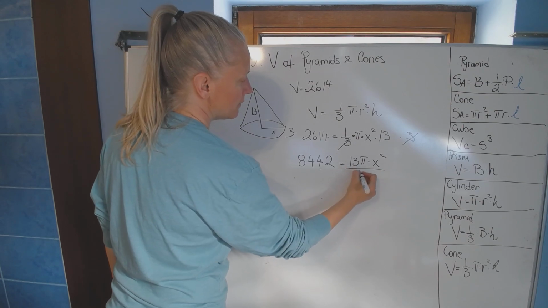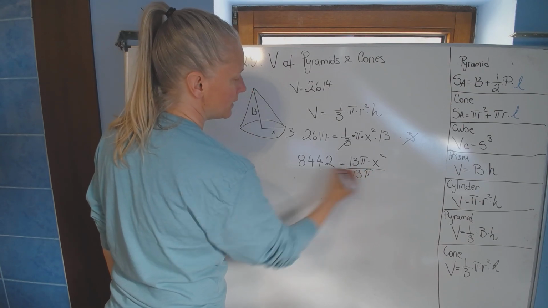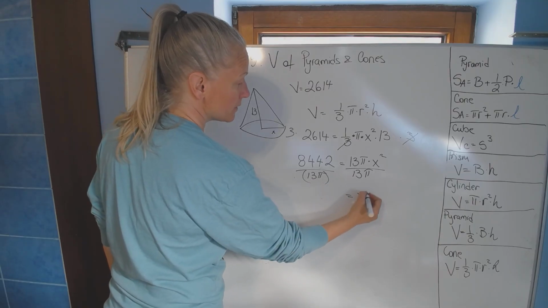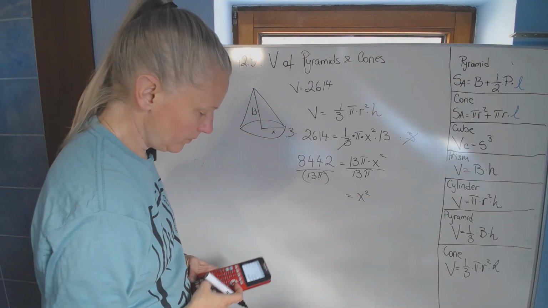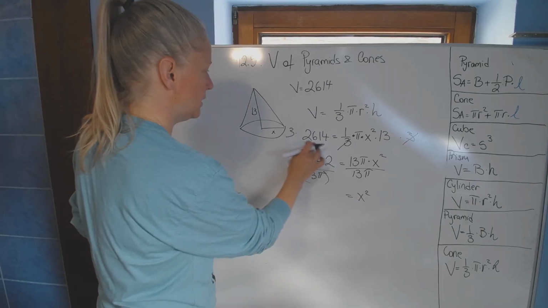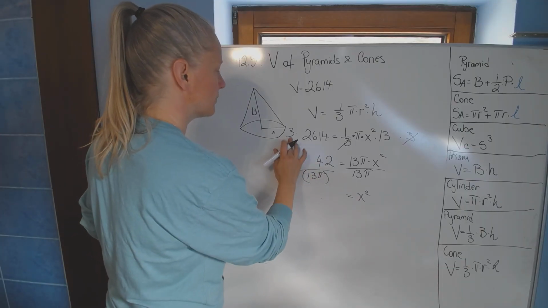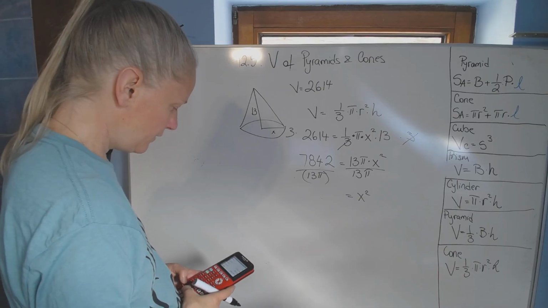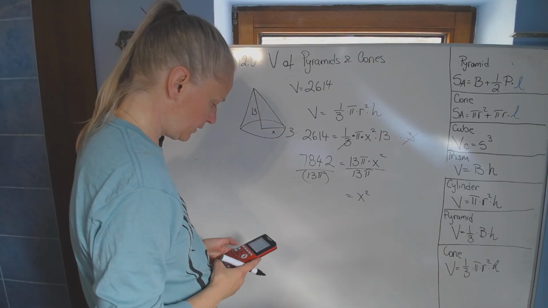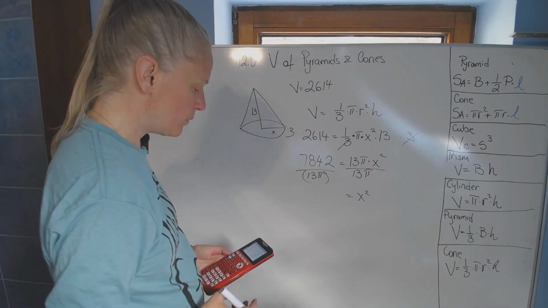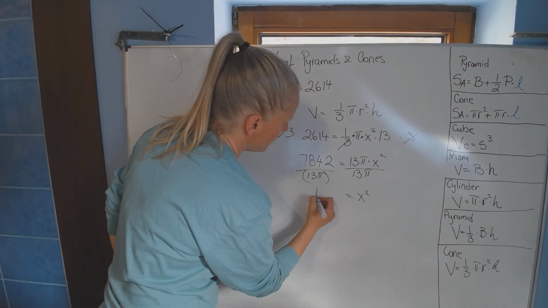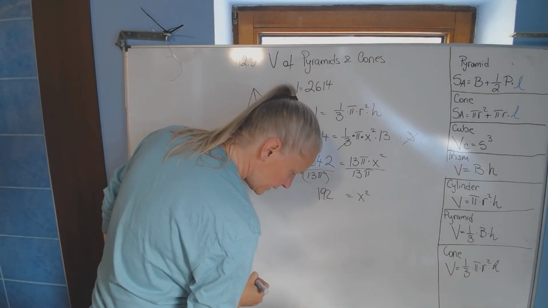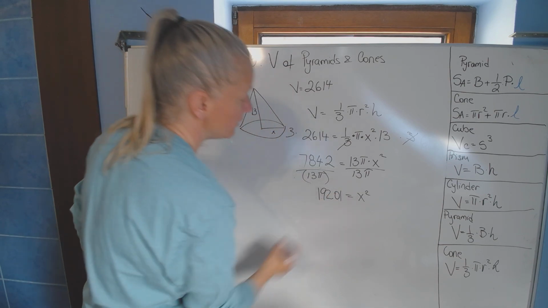I'm going to go ahead and divide by 13 pi, using parentheses always. Let me do that. This is not 24. 18 and 1, 7, 8, 4, 2. 7, 8, 4, 2 divided by 13 pi. And it gives me 192 basically. 192 point how many decimals? 0, 1. I know that it matters.